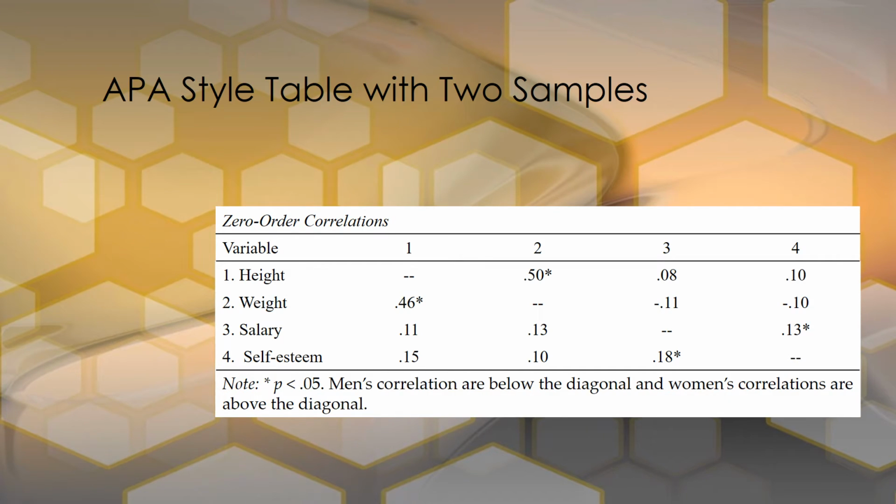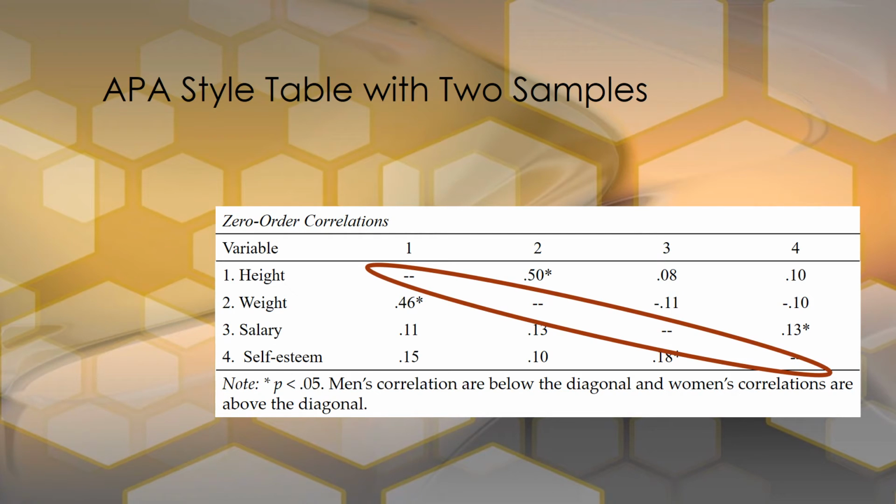Here's an APA style table with 2 samples. So in this chart here we have men's correlations and women's correlations. And here's the diagonal again. Remember, there's dashes there. And below the diagonal is men's correlations, and above the diagonal is women's correlations. And you can see at the bottom here, under the table, we have this little note that tells you that.